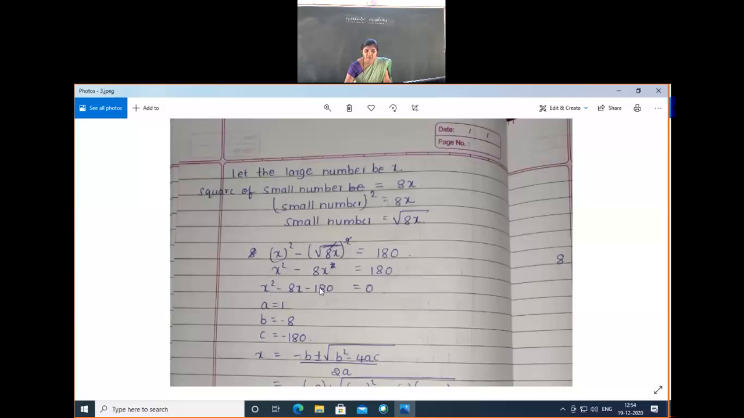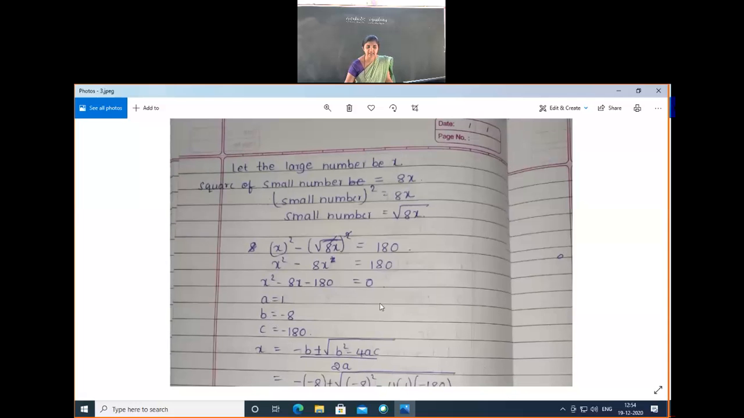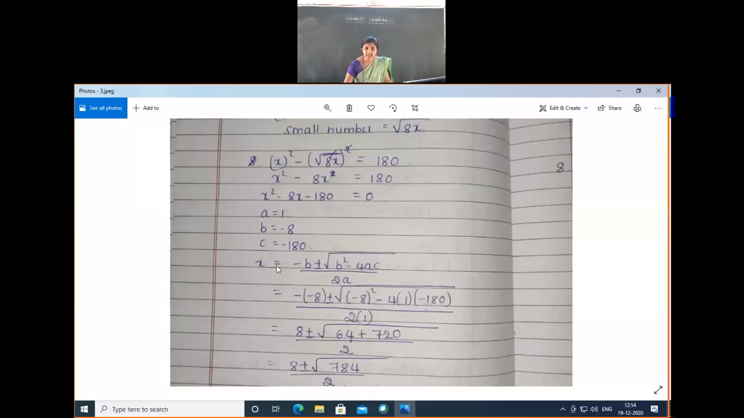Then here we got the quadratic equation, where a is equal to 1, b is equal to minus 8, c is equal to minus 180. Now you have to take the quadratic formula, that is x is equal to minus b plus or minus square root of b square minus 4ac divided by 2a. Then substitute the values: minus of minus 8 plus or minus square root of minus 8 square minus 4 into 1 into minus 180, divided by 2 into 1.